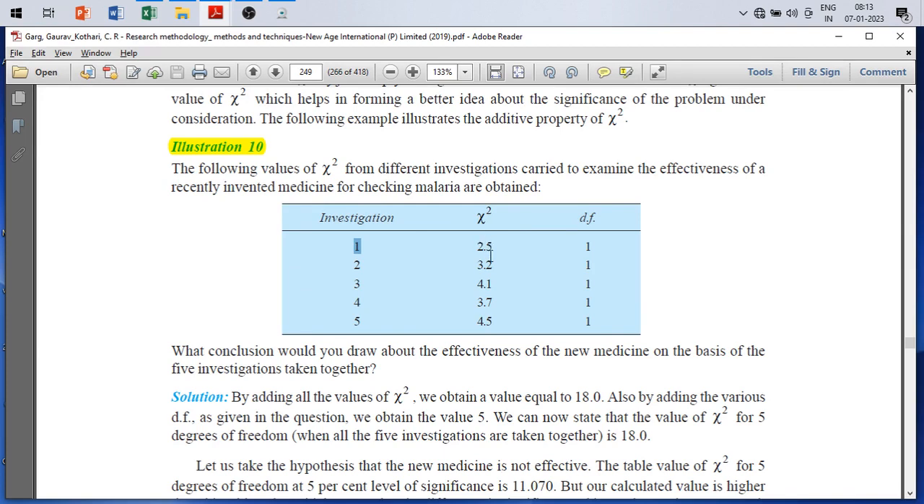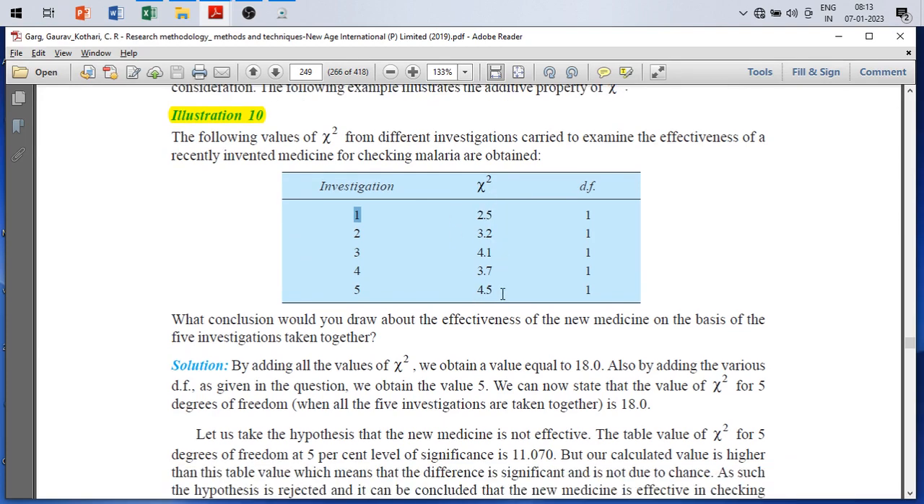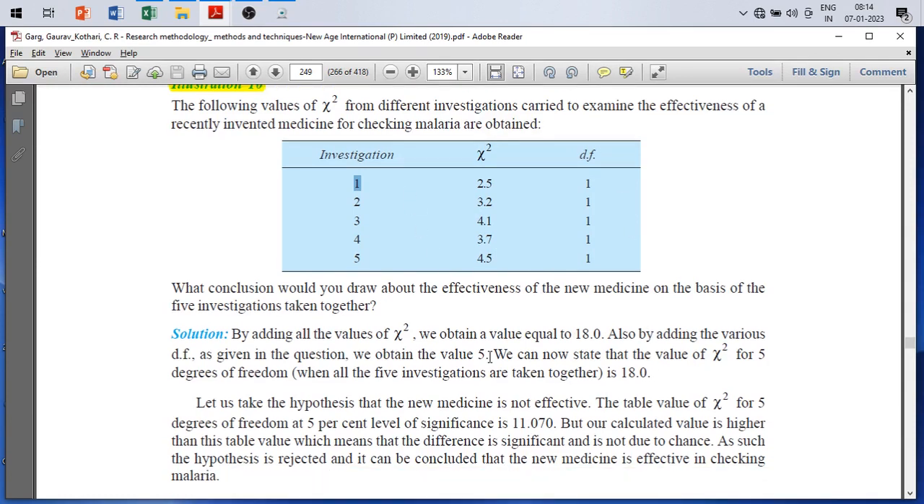Okay, so we can add all these chi-square values and you get the total is 18. We can also add all these degrees of freedom and we get degree of freedom is 5. Okay, so effectively you can say that our observation is that we got a chi-square of 18 and our degree of freedom is 5. Okay, so we have taken all investigations into account and our conclusion will be based on that.